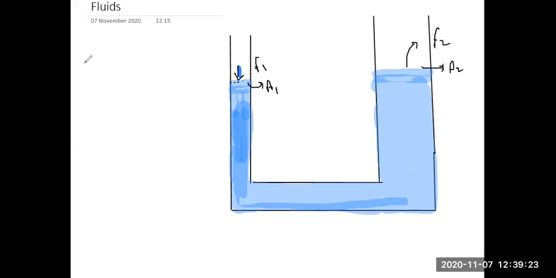Now suppose this is point A and this is point B. According to this, PA should be equal to PB. Now what is PA? PA will be F1 by A1. What about PB? PB will be F2 by A2. As simple as that. No hi-fi things, very basic concept.